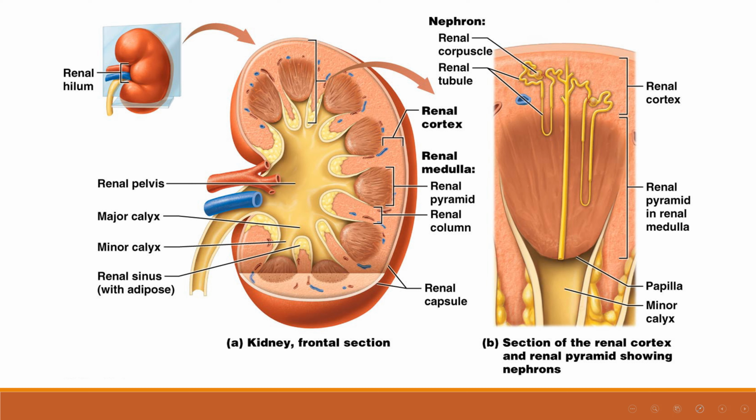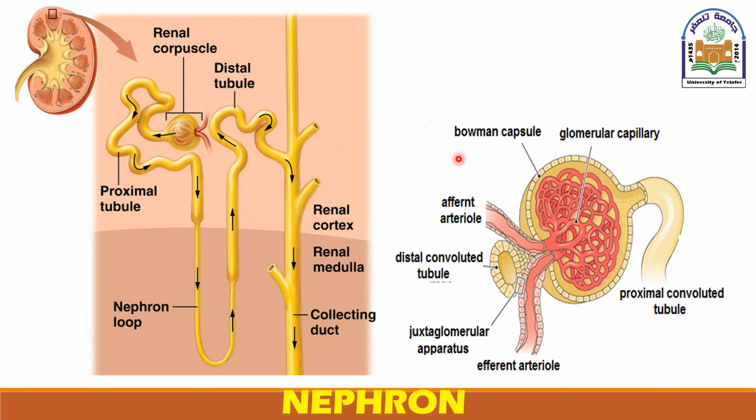Next, we will discuss the nephron. Each kidney, on average, contains 1 million nephrons. And as we know, the nephron is the functional unit of the kidney. The nephrons consist of two main parts. This is the nephron. One is the renal corpuscle, and the second part is the tubule.